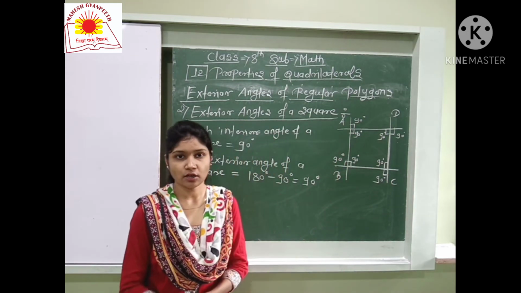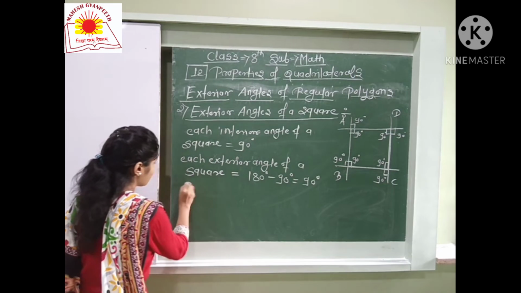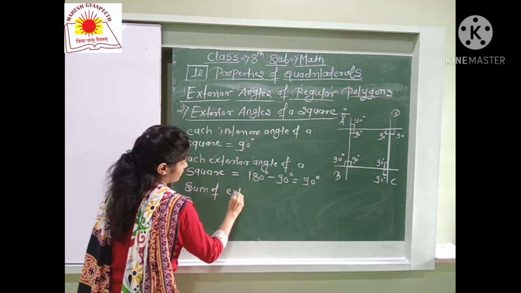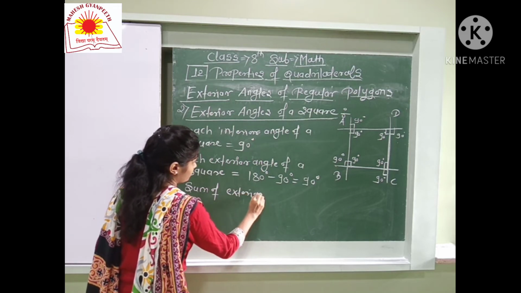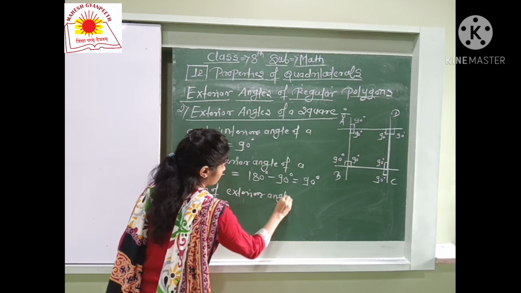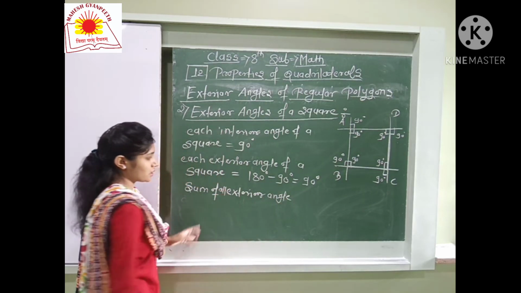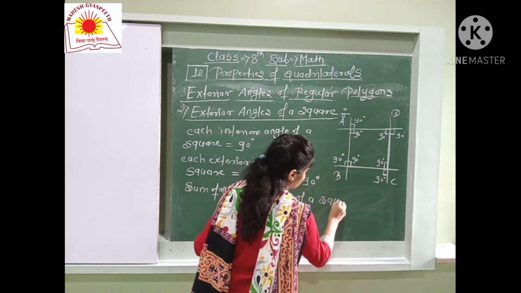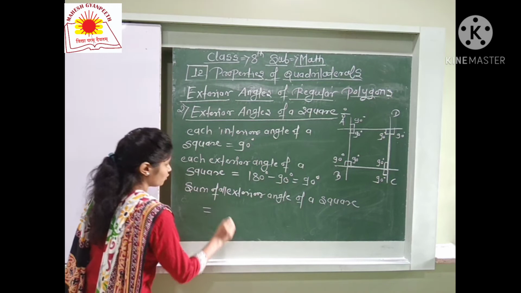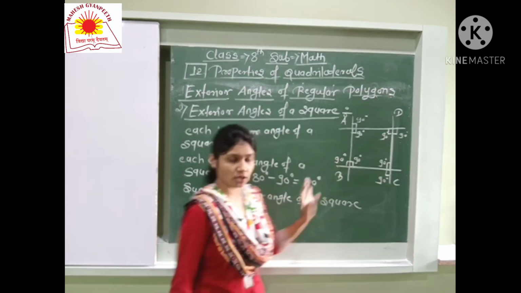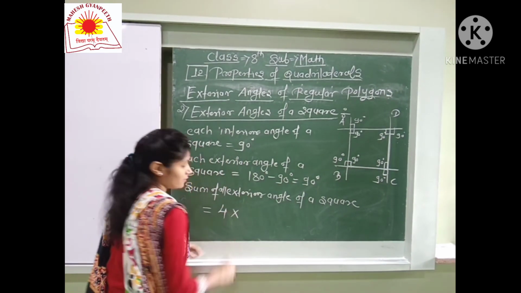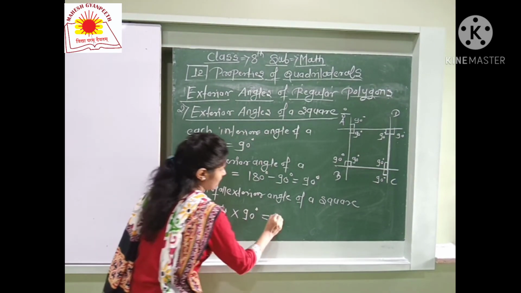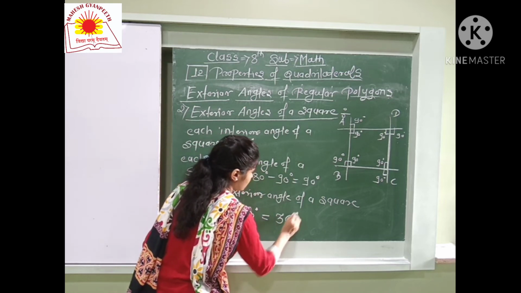90 degree. Each exterior angle of a square is 90 degree. So, the sum of all exterior angles of a square is equal to what? How many angles are there? 4. So we have to multiply this angle by 4. 4 multiplied by 90 degree. So what is that? It is 360 degree.